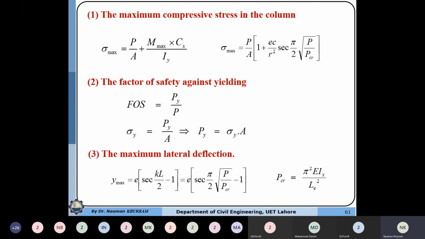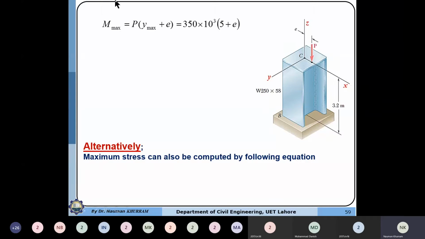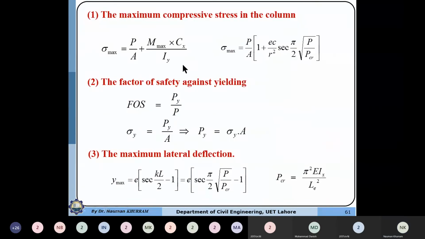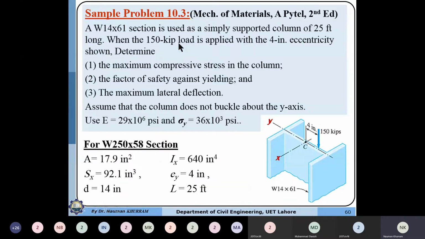Just like in our previous slide, we determined that M maximum will be equal to, in this equation, P times (y maximum plus e). The eccentricity is also given. So y maximum you can determine by the second formula, and then you can determine the maximum moment. Iy is given, so what will be the Cx value? Because the column is bending about the x-axis, it will be the distance from the neutral axis to the outer fiber.